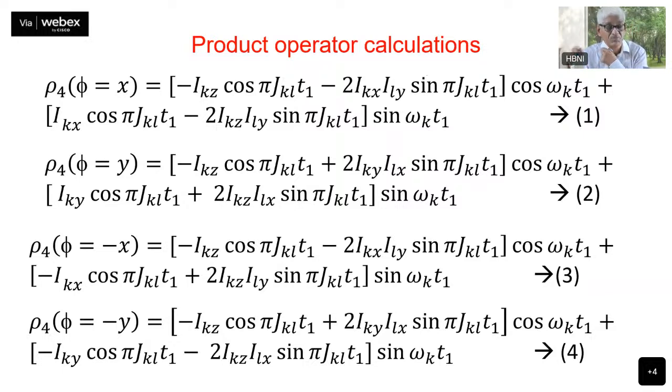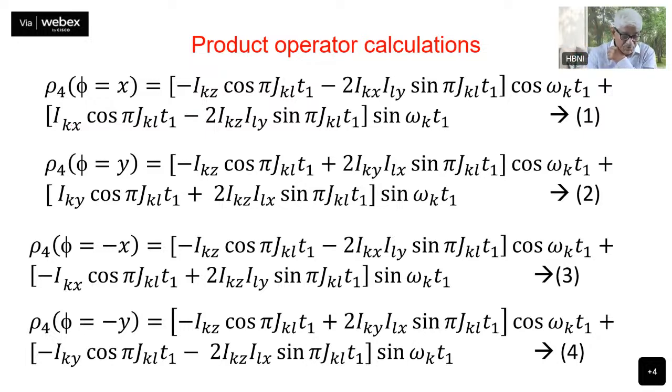If rho 4 for phi equal to y, I repeat the calculation keeping phi equal to y, then I will again get minus IKZ cosine pi JKL t1, then 2 IKY ILX. Notice the difference here. Here it was 2 IKX ILY, and I get here 2 IKY ILX sin pi JKL t1 cosine omega K t1 plus IKY. Notice here I had IKX, now I have IKY. IKY cosine pi JKL t1 plus 2 IKZ ILX sin pi JKL t1 sin omega K t1.